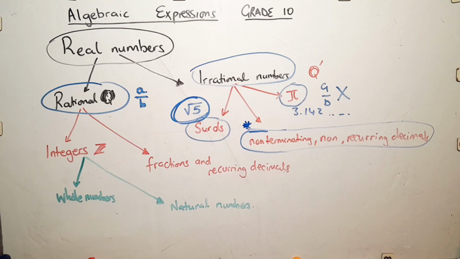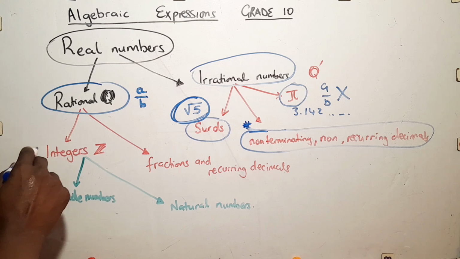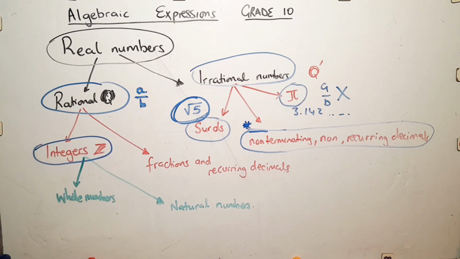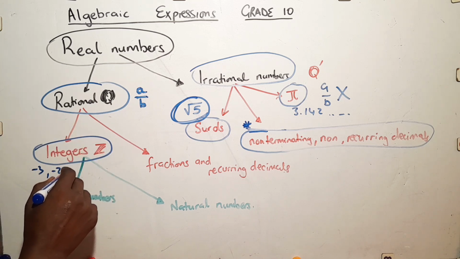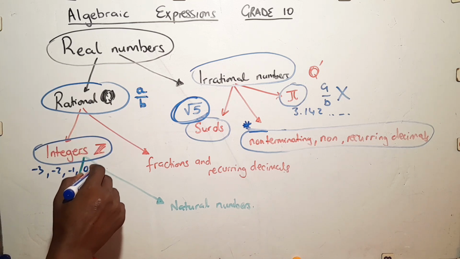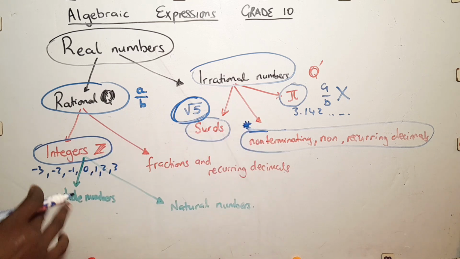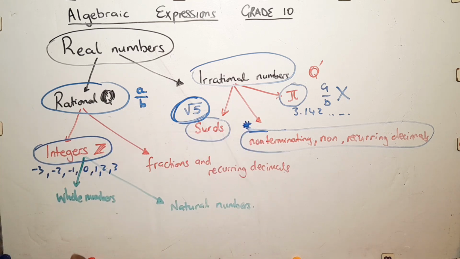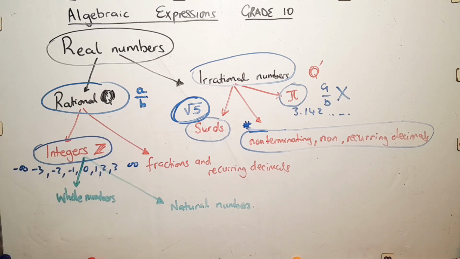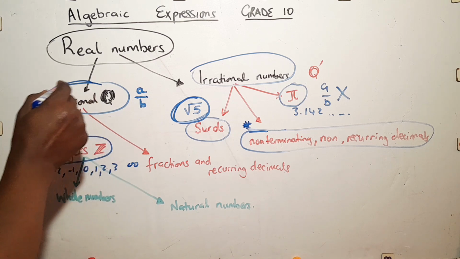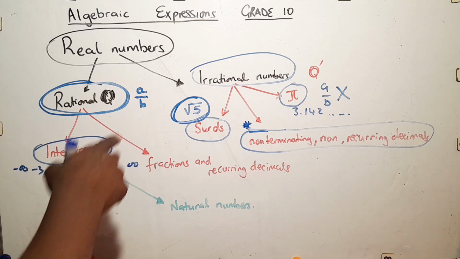Talking about rational numbers, in rational numbers we have integers. What are integers? Integers are all negative and positive numbers, including 0. We are moving from negative infinity to positive infinity. These are whole numbers. For example, we can have negative 3, negative 2, negative 1, 0, 1, 2, 3 and so on. These are called integers. Integers are part of rational numbers because we can express them as a over b.